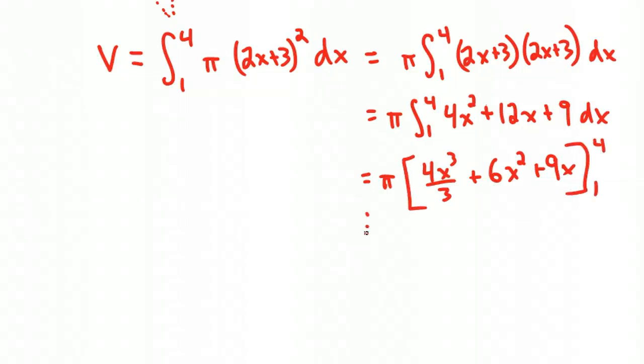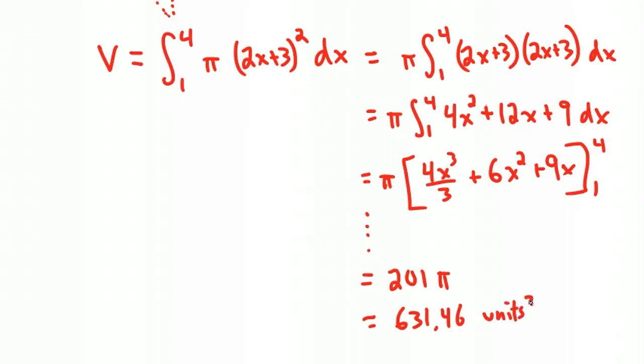I did this on my own here. Plug in 4 and plug in 1 and subtract, and when I did it, I ended up with 201 pi, or as a decimal, 631.46, and this is in cubic units. We're talking about the volume of a solid of revolution.